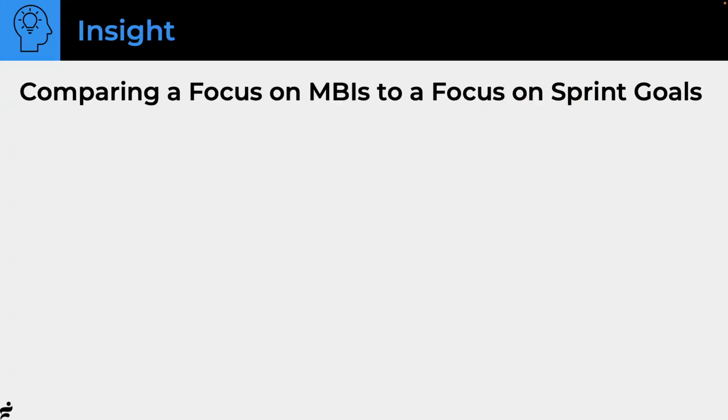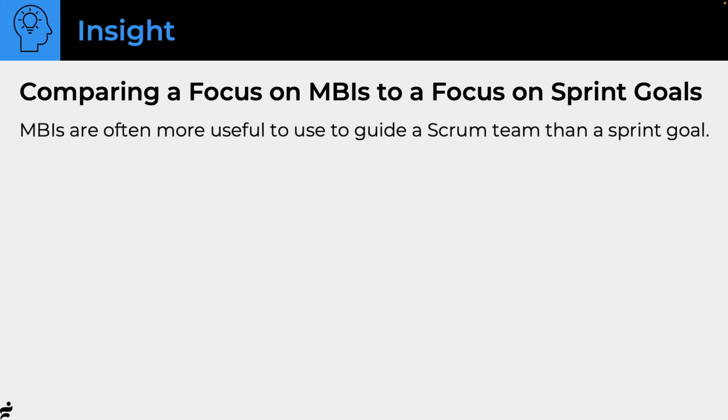So I want to compare a little bit the focus on MBIs to a focus on sprint goals because they're different. MBIs don't exactly end up with a sprint goal. You don't release at the end of a sprint all the time. In Scrum, you can release anytime, and that's a good thing. But there isn't this exact alignment because MBIs are as big as they are.